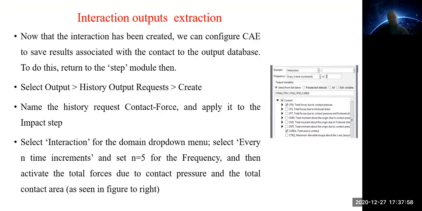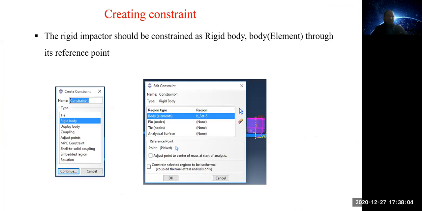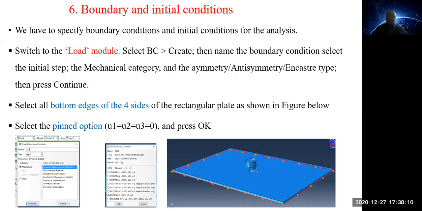So what is the next step? Creating the constraint to the impactor is already done. The sixth step is the boundary and initial conditions: we have to assign the boundary conditions of the plate and the boundary condition of the impactor.